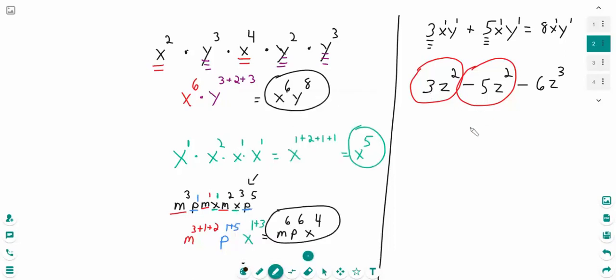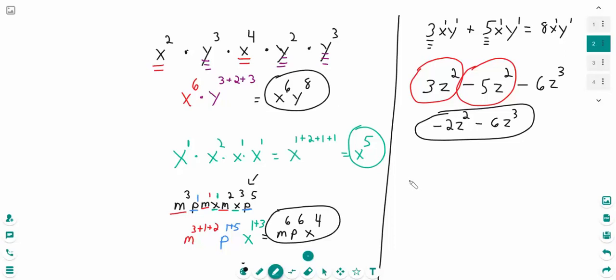So if we're adding these up, what do we get? Positive 3 and a -5 is a -2z squared. Notice that z squared is consistent all the way through. It doesn't change. And then we have this last term all by itself. It doesn't have any other like term with it, so it stays the same. This then would be our solution, our simplification for the problem.